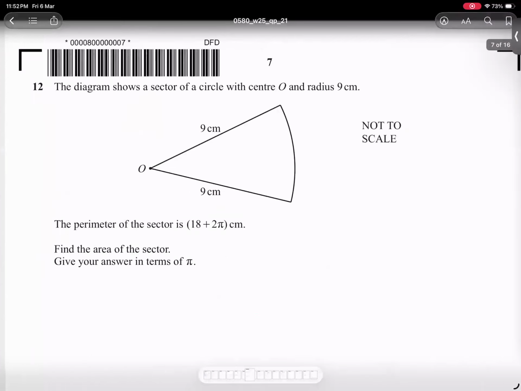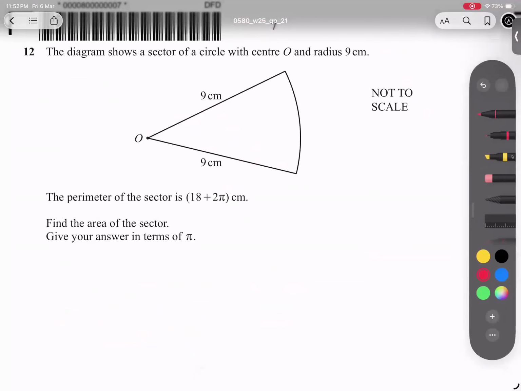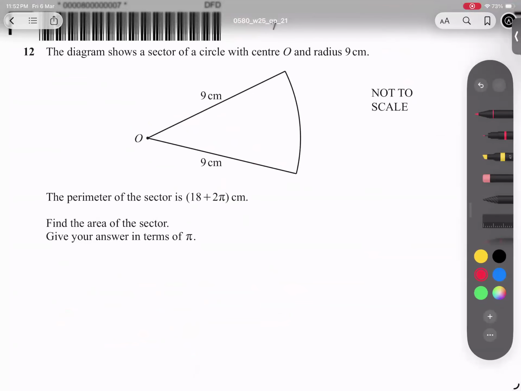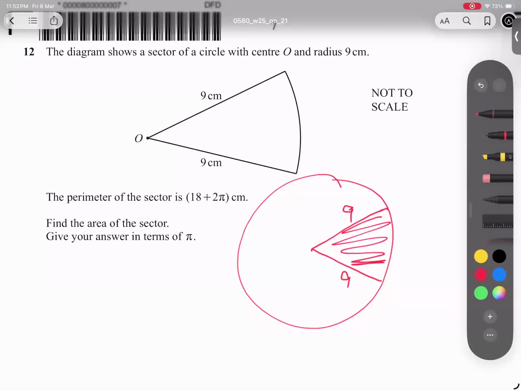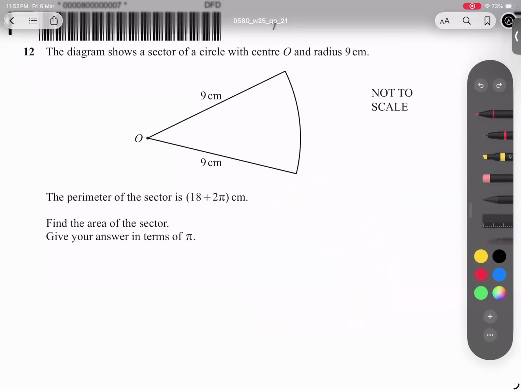And let's talk about question number 12. What is the question number 12 we have? He's saying that there's a sector of a circle. It means there was a complete circle, and he has taken this part of the circle, which you can see clearly, 9, 9. This part of a circle is called a sector. Then what is he saying further? Further he is saying that the perimeter of the sector is this. Perimeter means the outer boundary completely.